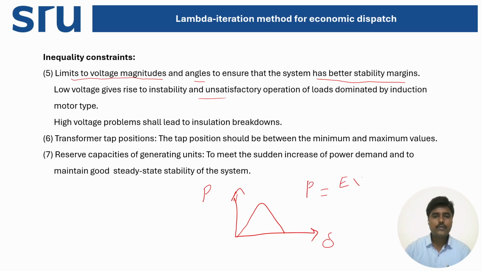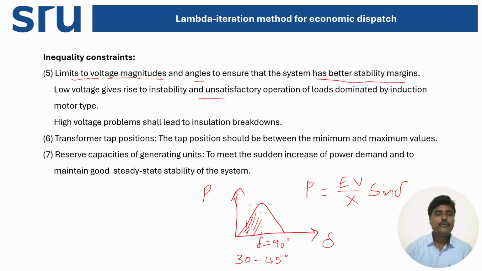P is equal to EV by X into sine delta, where the power will be maximum when delta is equal to 90 degrees. So always you have to ensure that the power system is operating for a delta less than 90 degrees. So the critical value of delta to have stability is approximately 30 to 45 degrees. So nowhere should the power system operate at delta greater than or equal to 90 degrees.